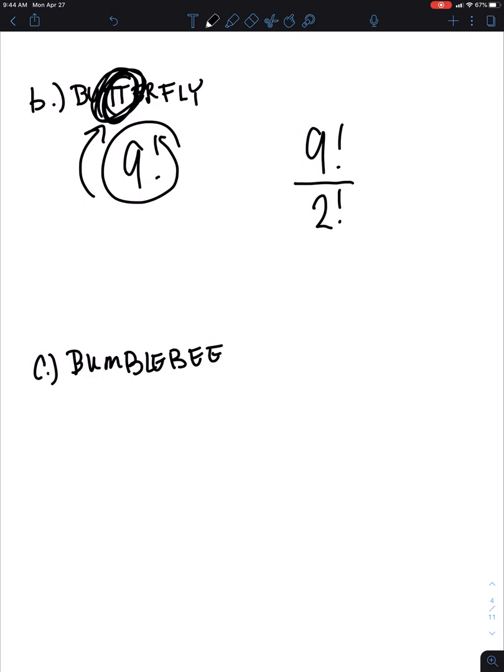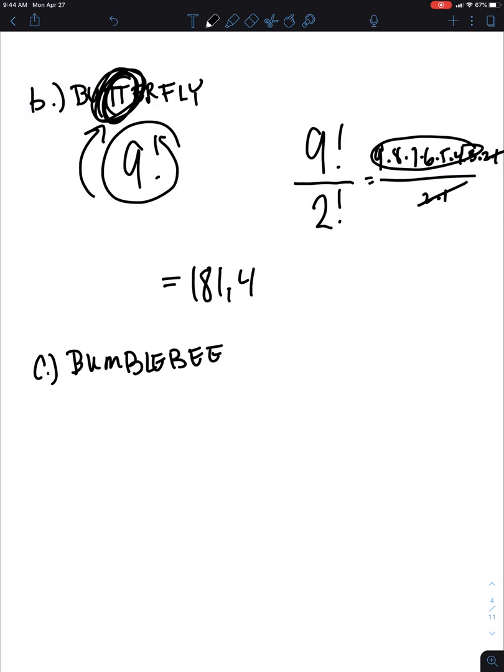Okay, so this would be, and I would just put it in your calculator, but if you wanted to see a visual of what this looks like written out, this is 2 times 1. So this is what you're multiplying. 9, 8, 7, 6, 5, 4, 3. 2 and 1 cancel. Okay, but if you just do it in your calculator, you'll get 181,440.